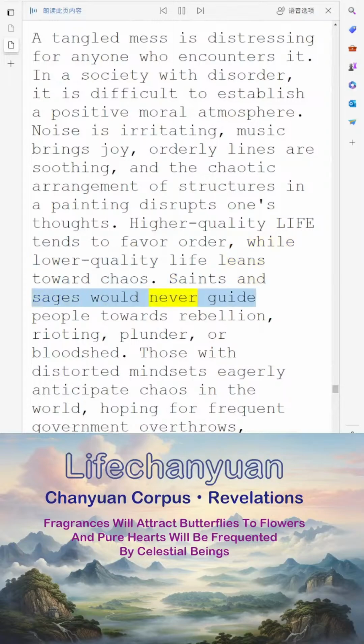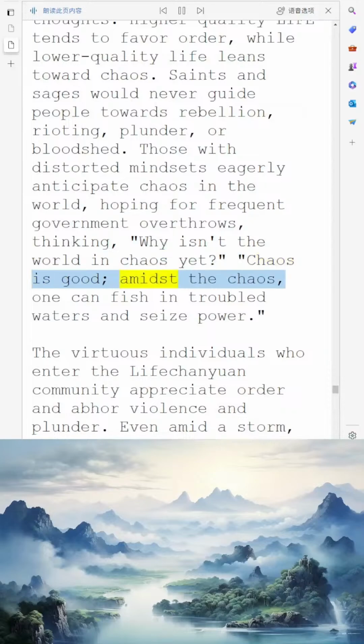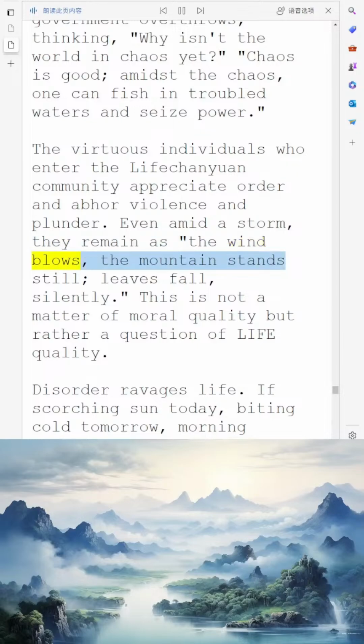Saints and sages would never guide people towards rebellion, rioting, plunder, or bloodshed. Those with distorted mindsets eagerly anticipate chaos in the world, hoping for frequent government overthrows, thinking, why isn't the world in chaos yet? Chaos is good. Amidst the chaos, one can fish in troubled waters and seize power. The virtuous individuals who enter the life genuine community appreciate order and abhor violence and plunder. Even amid a storm, they remain as the wind blows, the mountain stands still, leaves fall silently. This is not a matter of moral quality, but rather a question of life quality.